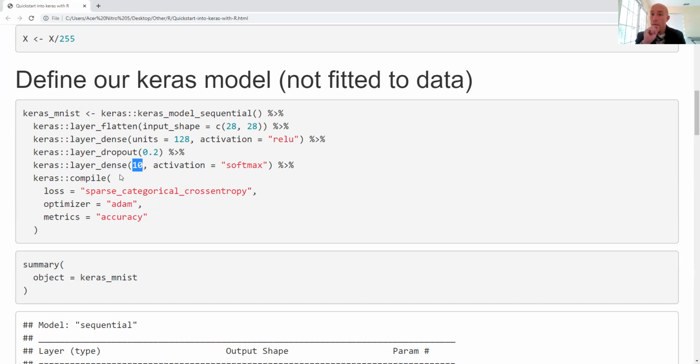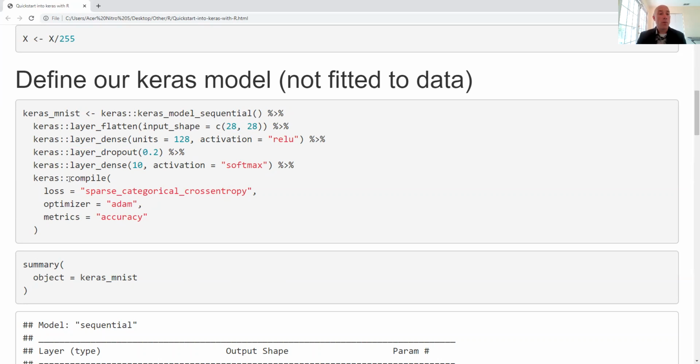Remember that for our target variable, it's the digits 0 through 9. I have 10 of them. The reason we have a 10 here is because I have 10 distinct target variable levels. Think of it as categorical data: 0, 1, 2, 3, 4, 5, 6, 7, 8, 9. Those are the levels of my categorical target variable. To specify that I'm working in the categorical sense, activation equals softmax.